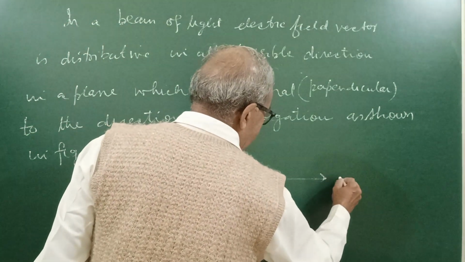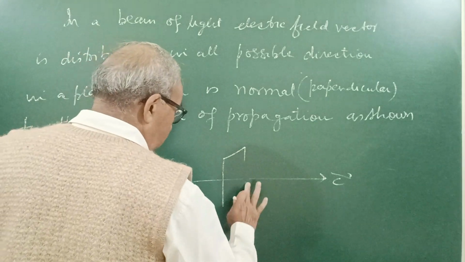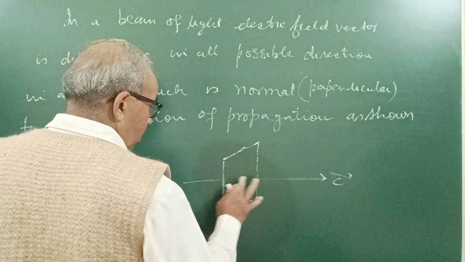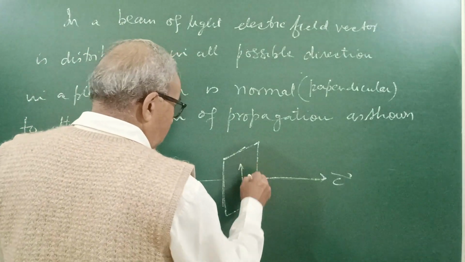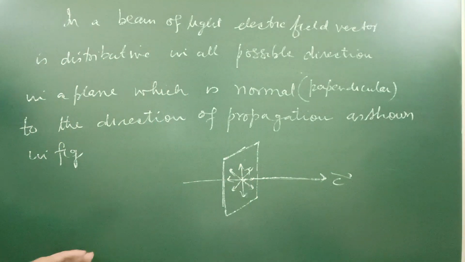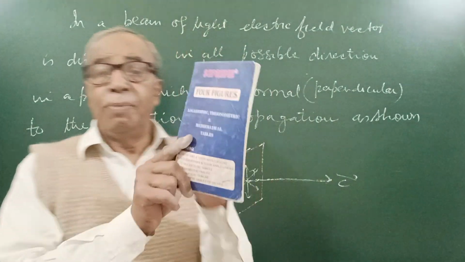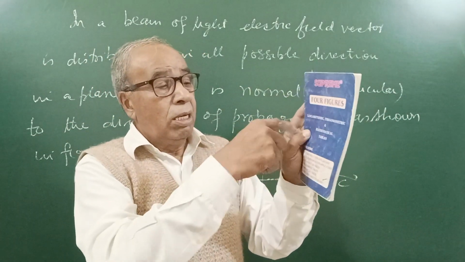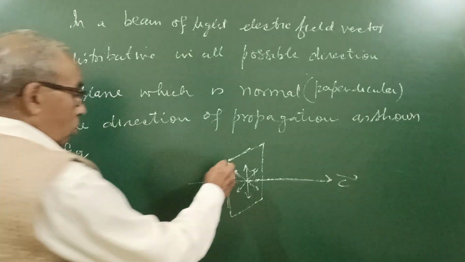This is the direction of propagation of light, say, going this way. If I consider here a plane which is perpendicular to the direction of propagation of light, with the light wave going this way, the electric field vector in this plane is found to be in all possible directions. I hope you are getting my point. I can show you here like this. If it is the plane and the light is going this way, then the electric field vectors point in all directions.